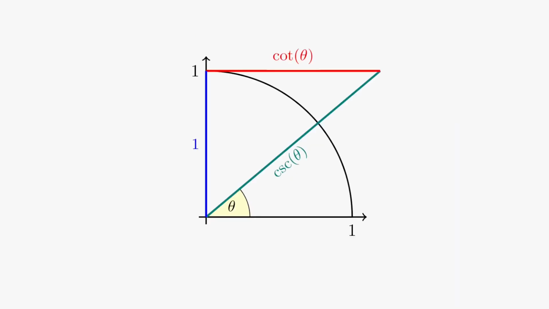Can we do the same thing for cotangent and cosecant? Well, if we draw the proper triangle, we can, but I'll leave that up to you.